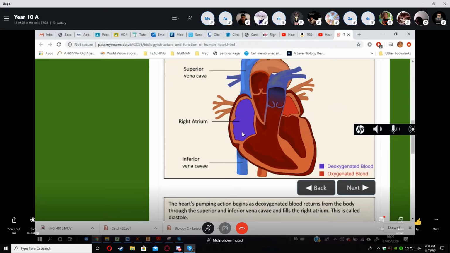First, they will show you in this animation only how the deoxygenated blood goes to the heart. And then in the next part, they will show you how the oxygenated blood goes through the heart. But you must remember that this is happening simultaneously.